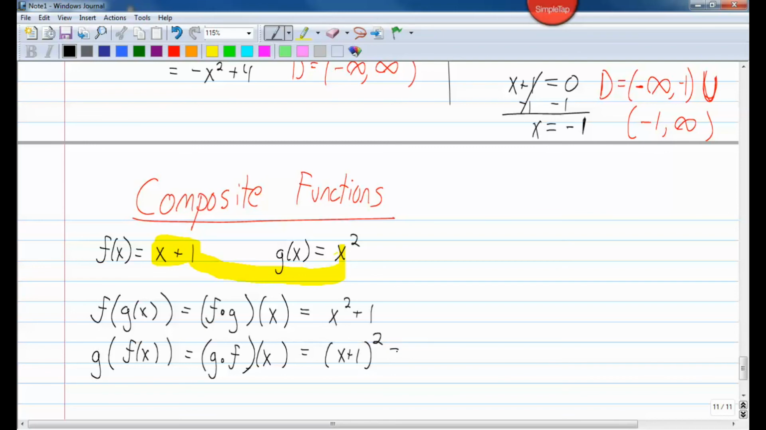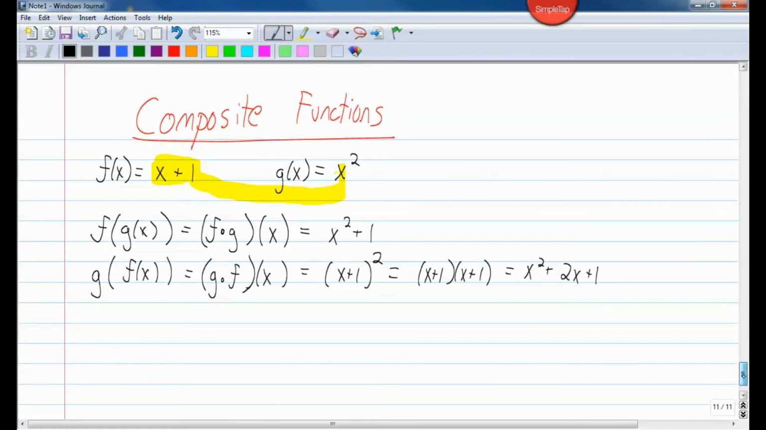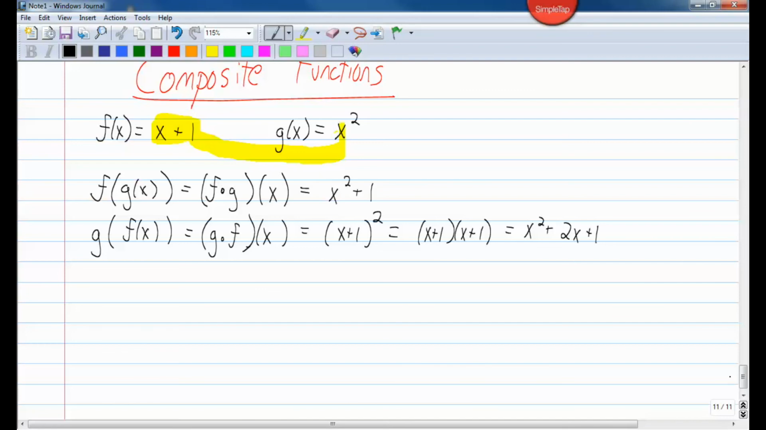Alright, and what does that mean? That means x plus 1 times x plus 1, and then you need to FOIL that out. When you FOIL that out, you'll get x squared plus 2x plus 1. Alright, so we have two different types of compositions of functions we're looking at: f of g of x and g of f of x.